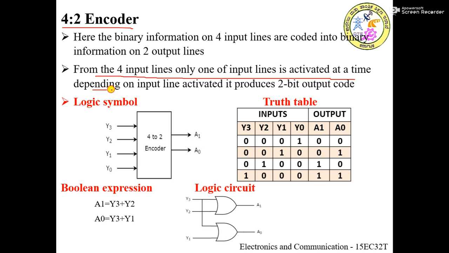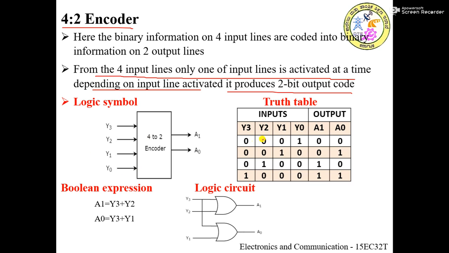Depending on the input line activated, it produces a 2-bit output code, that is, encoded output is produced on the 2 output lines. So this is the logic symbol, a 4 is to 2 encoder. Here it has 4 inputs and 2 outputs. You can take an enable signal here, or you can simply omit it. So this is the truth table.